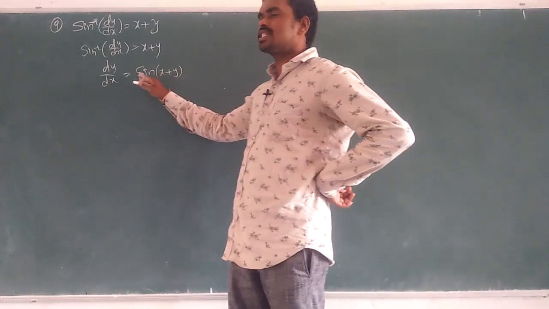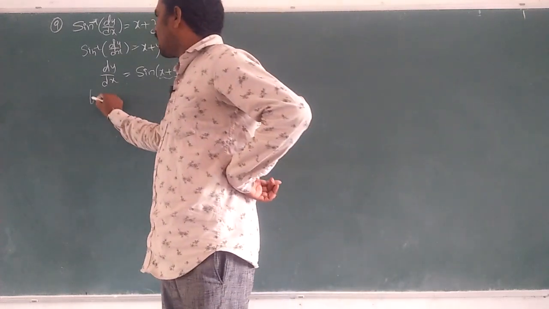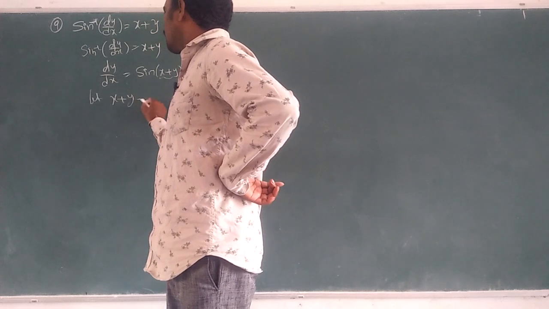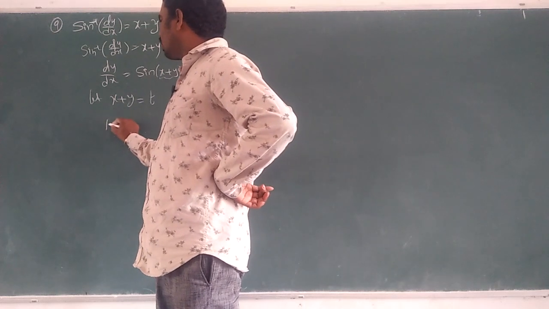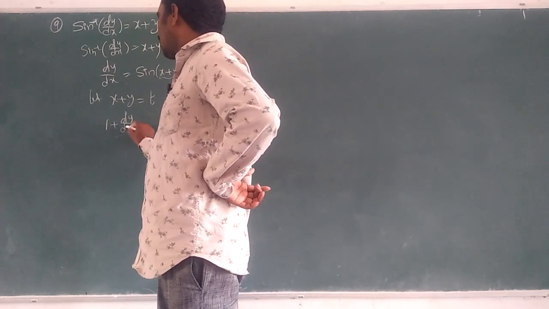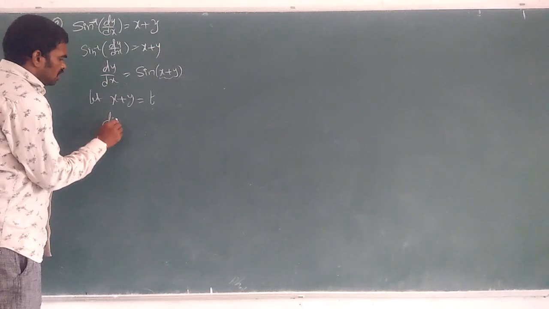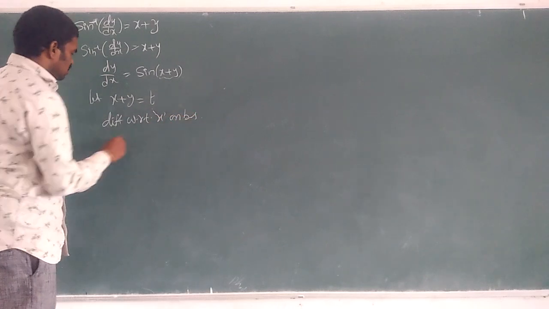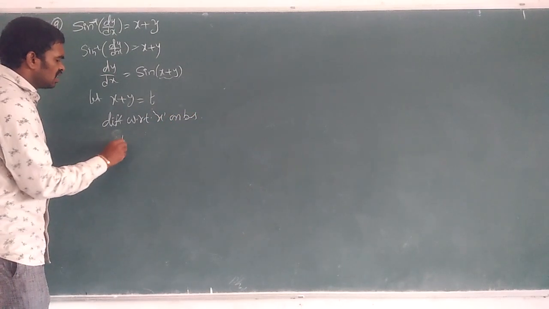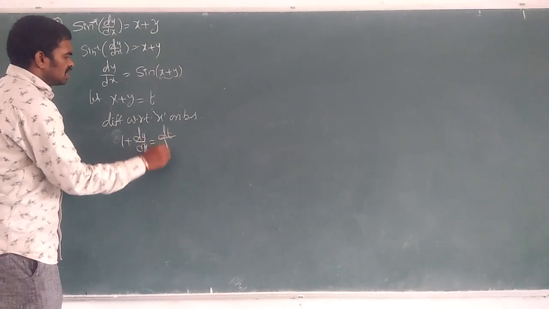So here x plus y is there, sin of x plus y. So x plus y is taken as t. So let x plus y equal to t. Next, immediately differentiate with respect to x. The derivative of x is 1, of y is dy by dx, and of t is dt by dx. Otherwise, if you are interested, you can write differentiate with respect to x on both sides. Then the derivative of x is 1, of y is dy by dx, of t is dt by dx.